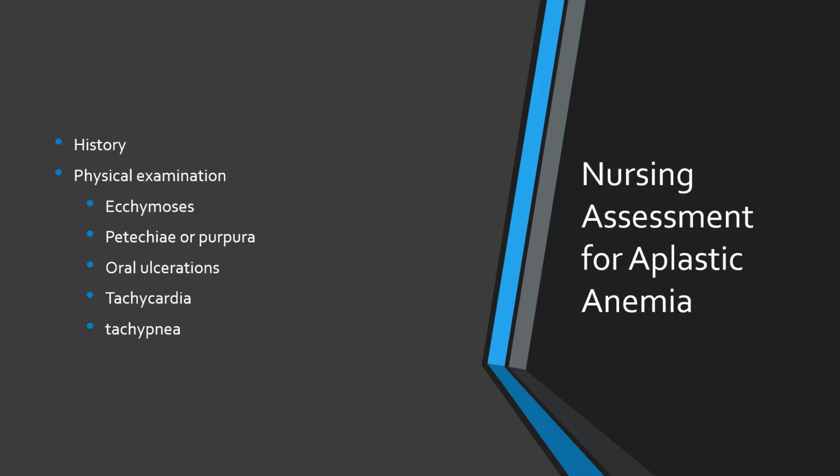We're going to get a detailed family, environmental, and infectious disease history. Epistaxis or bloody noses, gingival oozing, or increased bleeding with menstruation, headache, fatigue are going to be some of those big assessment findings that we might hear based on history. Some of the physical examination findings that we might see are ecchymosis or bruising, petechiae or purpura, oral ulcerations, tachycardia, and tachypnea.